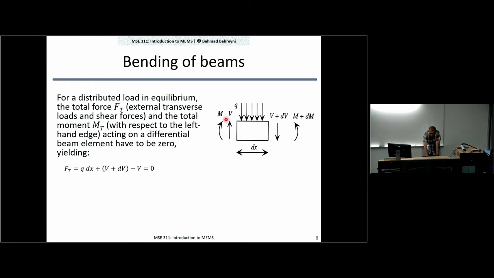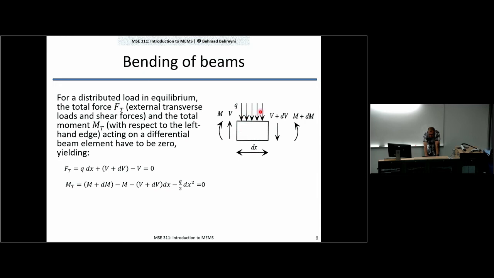You also notice that the moments should add up to 0 because this thing is not rotating either, right? So it is a static equilibrium problem. So the moments that you have applied to this small piece of beam should add up to 0 as well. So you have one moment from m plus dm. You have a pair of moments from the shear force applied to this end. If you take this one as the origin, then V doesn't apply a moment here.